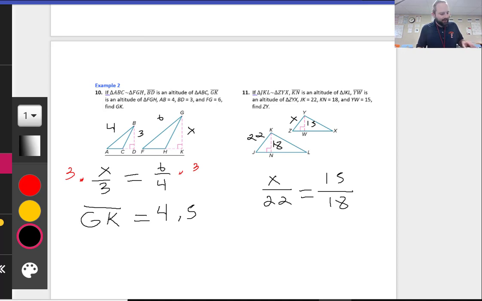Now I just need to divide 15 by 18. I get 0.83, and I'm going to times it by 22. And I get 18.33. So ZY is equal to 18.33, or 18 and a third.